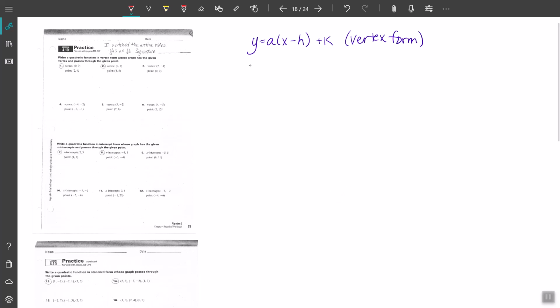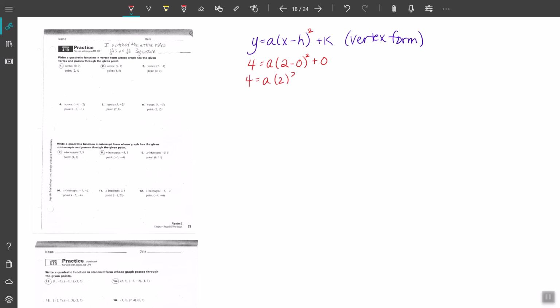So we know one point on the line. We know it has a y of 4 and it has an x of 2. And they've also told us the vertex is at 0, 0. So we know h and k as well. Okay. From there, oh, and this needs to be squared. Let me put the square in up there. From here, we can solve for a. That's the only variable that we don't know.